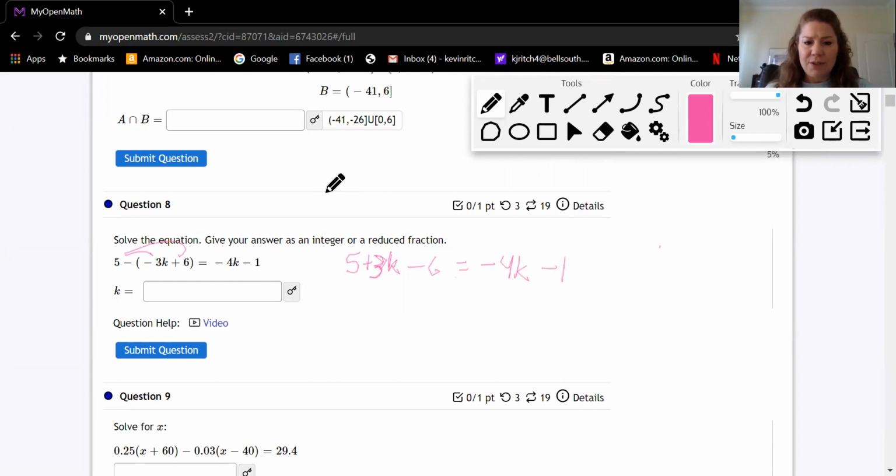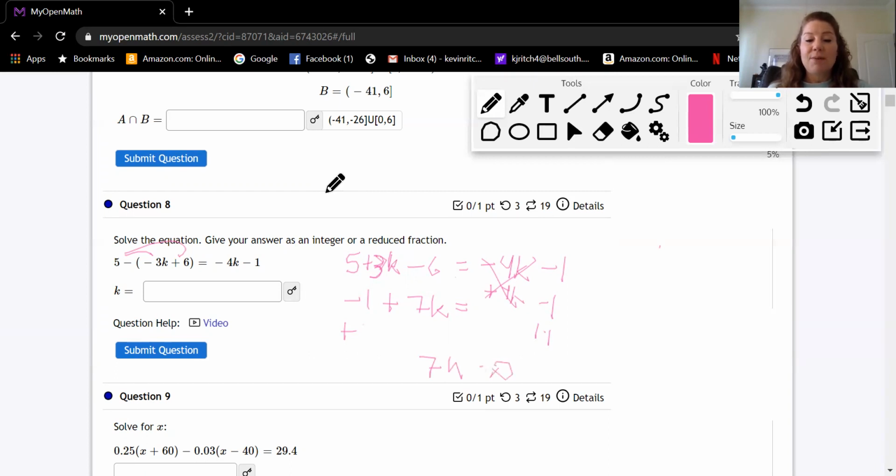So we're going to combine like terms. 5 minus 6 is negative 1. And then I would add 4k to both sides. 3k plus 4k is positive 7k, and these cancel out, so on the right side I'm left with negative 1. Then I'm going to add 1 to negative 1 to get rid of this one. So 7k is equal to 0.